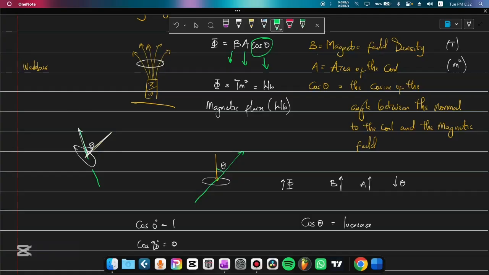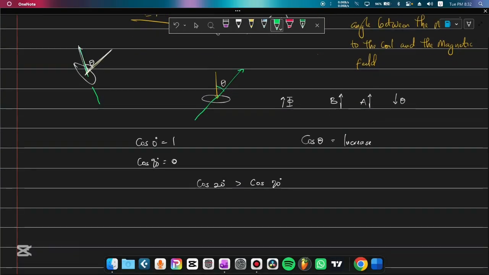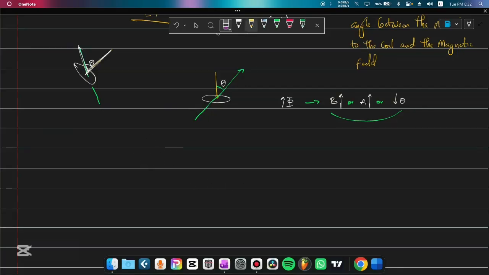Are we together? And what does this also mean? Like we said, to increase the magnetic flux, I either have to increase this, or increase this, or reduce the angle, or do one or more of these things. I can do two, I can do three of them at once. I'm going to be having an increase in the magnetic flux. Now, what does this also inform us?